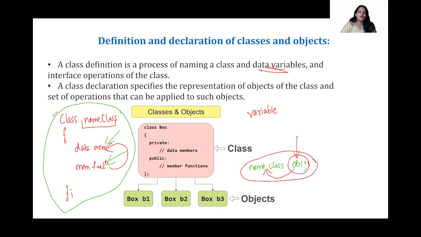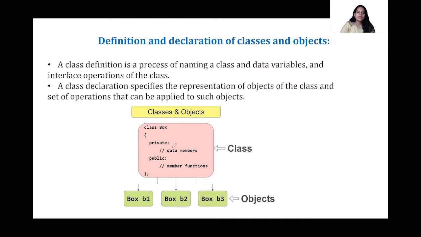What data members and member functions are going to be in this class totally depends on how we have declared our class. I hope this is clear, and I hope this is not confusing. Now, a class declaration specifies the representation of the object of the class and the set of operations that can be applied to such an object. That is what I was explaining.